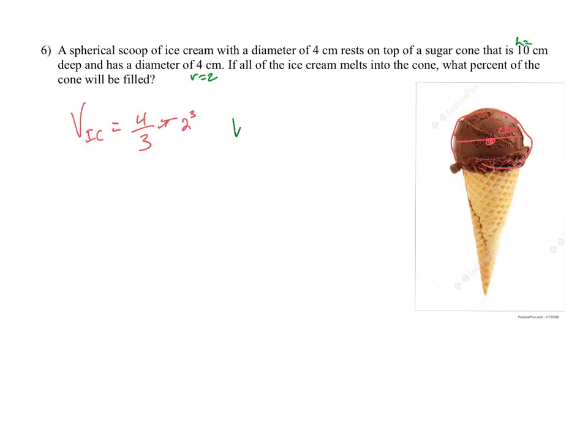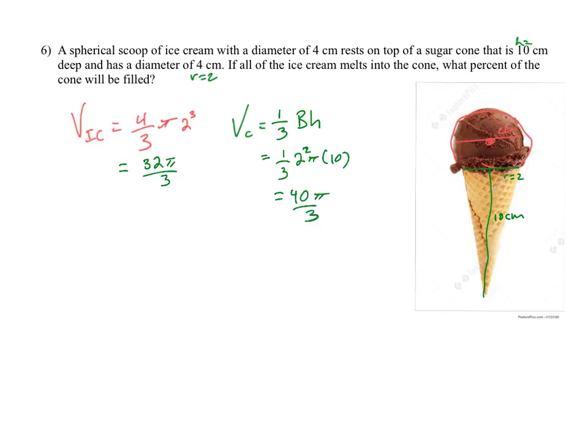The volume of the cone, so the diameter is 4, the radius is 2, and the height is 10 centimeters. The volume of the cone, as a review, is 1/3 area of the base times height. So my area of the base here is going to be 2 squared pi. 2 squared pi times 10. So this one is 40 pi over 3, and this one is 32 pi over 3.